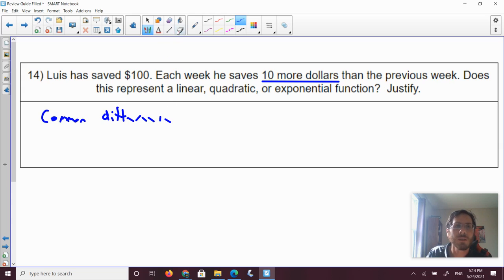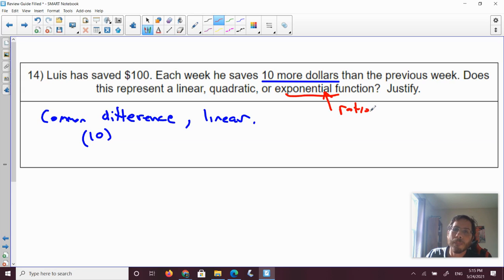Common difference. So for the common difference, that means that it has to be linear. And that's what we need for a justification, that we do have that common difference. In this case, that common difference is 10. It's changing by 10 every time. If we had an exponential function, it would be a common ratio, if you multiply or divide.